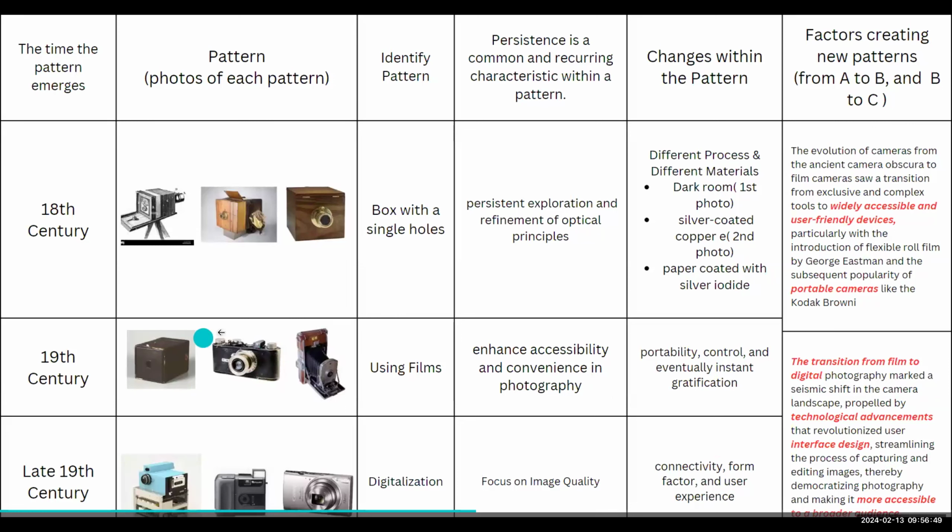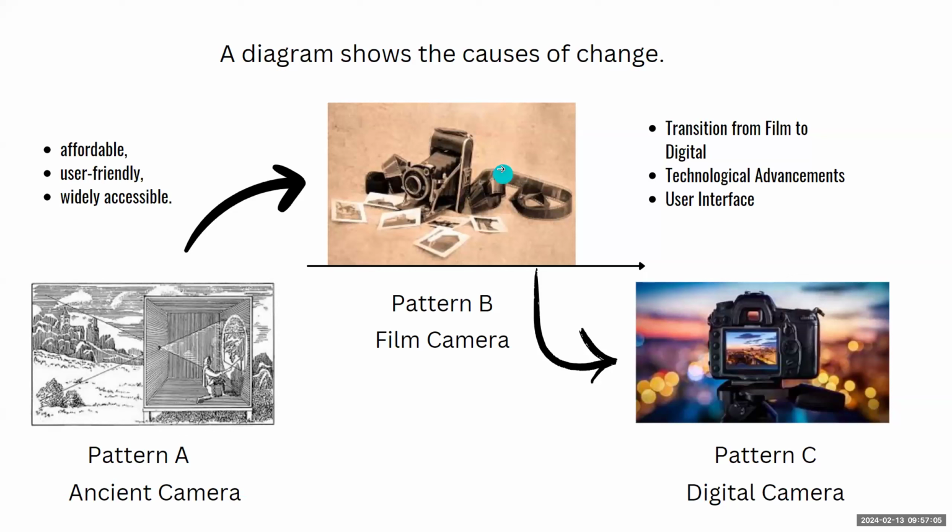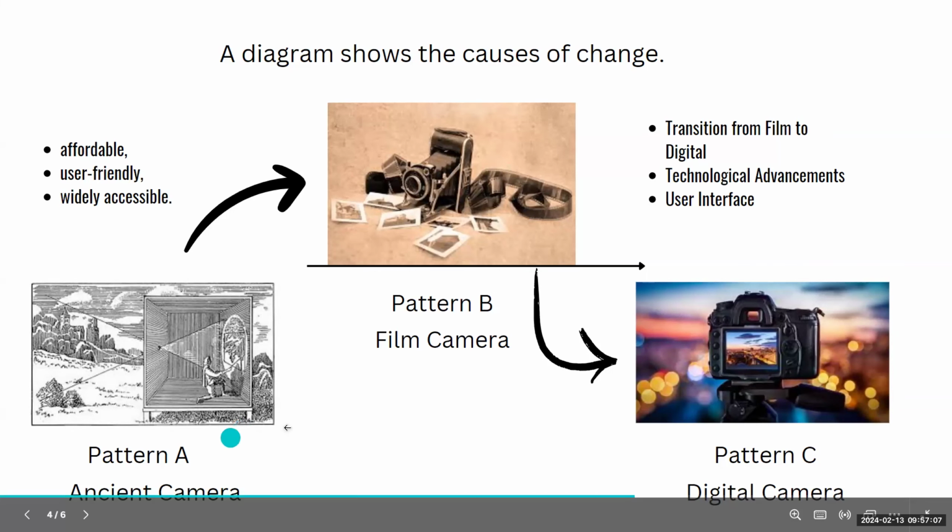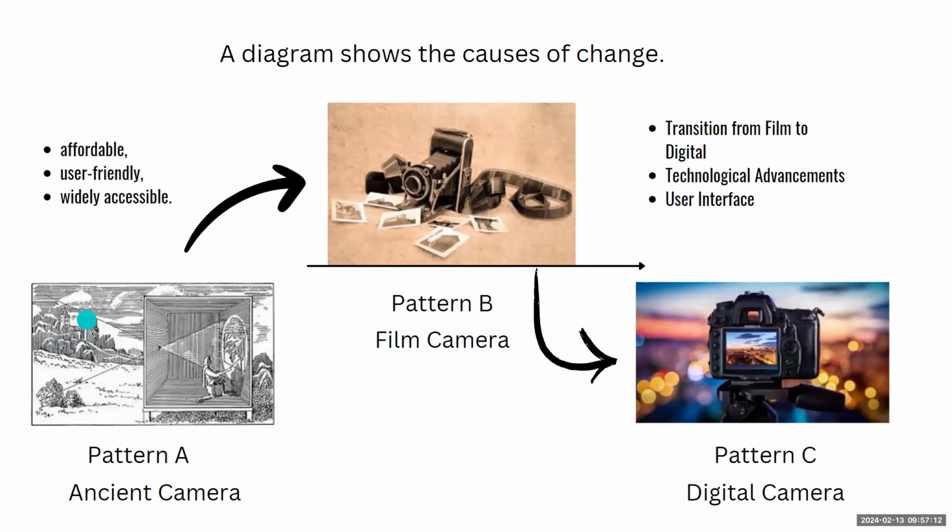At that time, only 60% of the population could use this camera, but later, in the 21st century, everyone can use the camera nowadays. So this diagram shows the changes. At the first time, there was the Asian camera, and they discovered the light principle to get the photograph. So they changed the pattern between cameras. So it's affordable, user-friendly, and widely accessible.